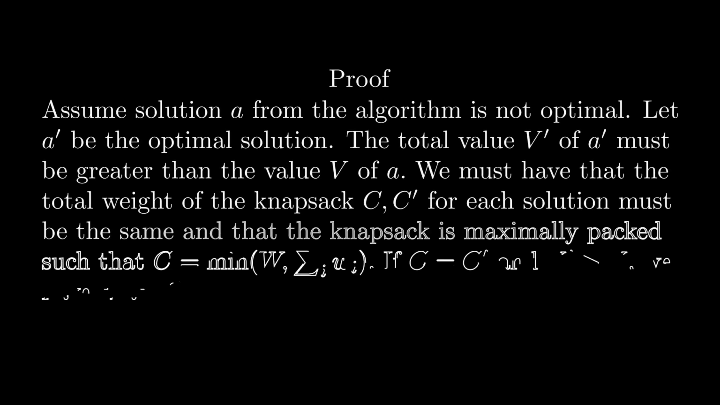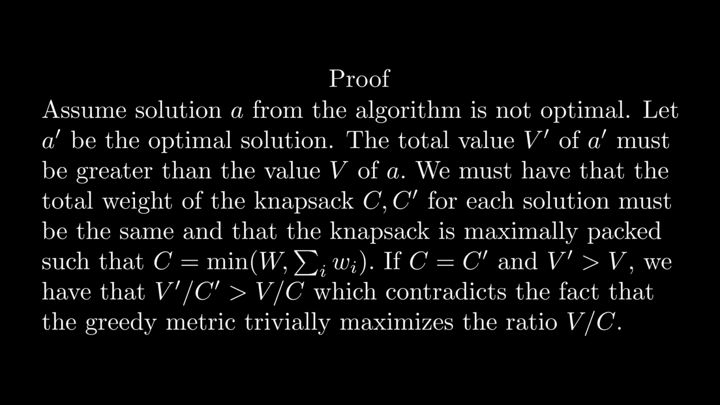To prove that this algorithm provides an optimal solution, we can do the following. Assume that the solution A we get from our algorithm is not optimal. This means that in the optimal solution A', we must have that the total value V' is greater than the value V of A. We can assume that the knapsacks are filled as much as possible given the items provided, as if there's any space left in the knapsack and any items left, we can trivially add them to the knapsack, resulting in a greater value. This would violate the optimality of solution A', and in the case of A, this would imply that the algorithm would not have concluded, which would result in another contradiction.